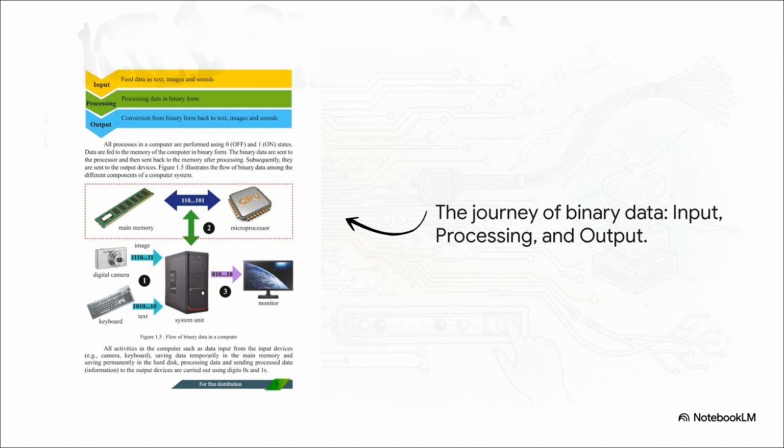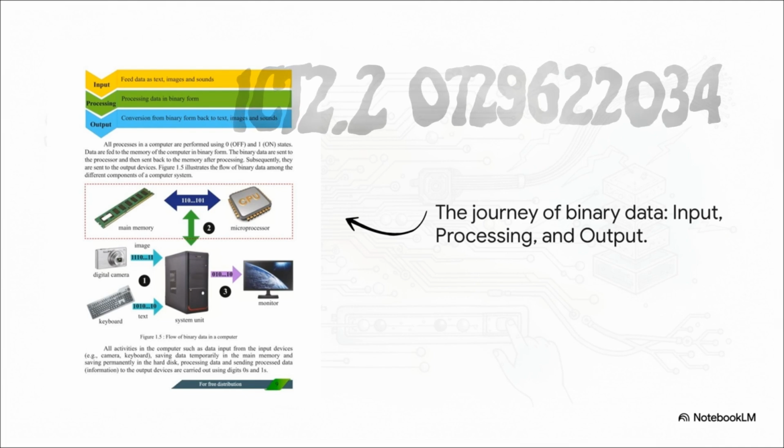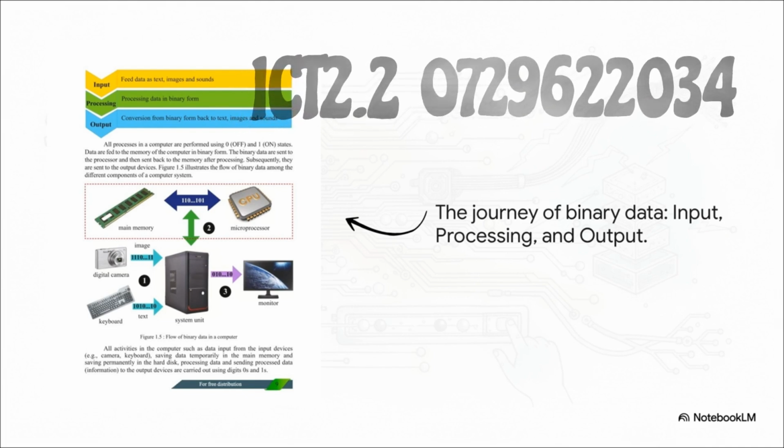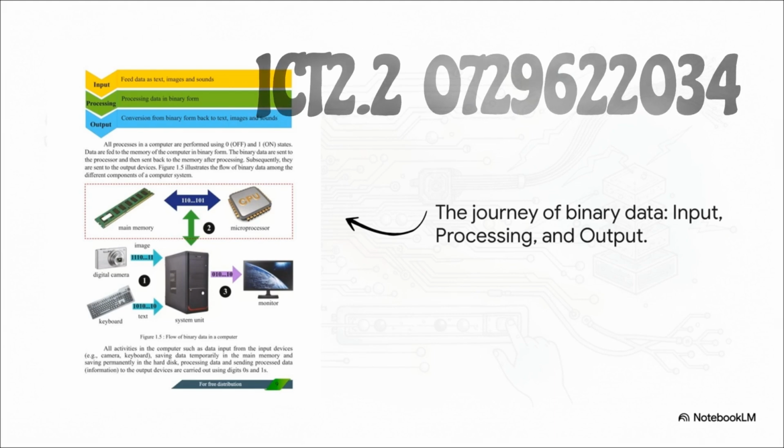First up is input. You press the A key, and that sends a specific binary signal into the computer. Next is processing. The computer's brain, the CPU, gets that signal and figures out, okay, what do I do with this? And finally, there's output. The CPU sends a new set of binary instructions to your screen, telling it exactly which little pixels to light up to draw the shape of the letter A. The whole path, from your finger to the screen, is just a constant flow of ones and zeros.